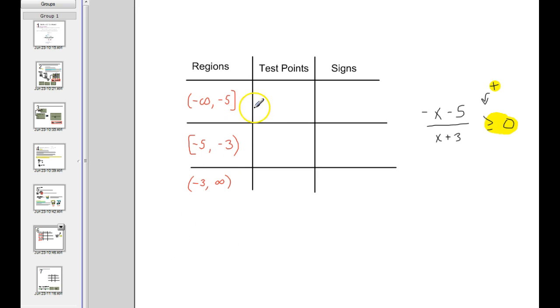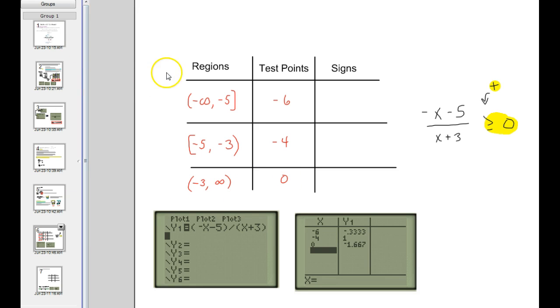Alright, test points. In this region we use negative 6. In this region we use negative 4. In this region we use 0. I always use 0 if it's available. Plugging in those numbers, negative 6 in the table gives me negative 1/3, and all I care about is the sign, a negative number. When I plug in negative 4, I get a positive 1, so that's a positive. And when I plug in 0, I get a negative.